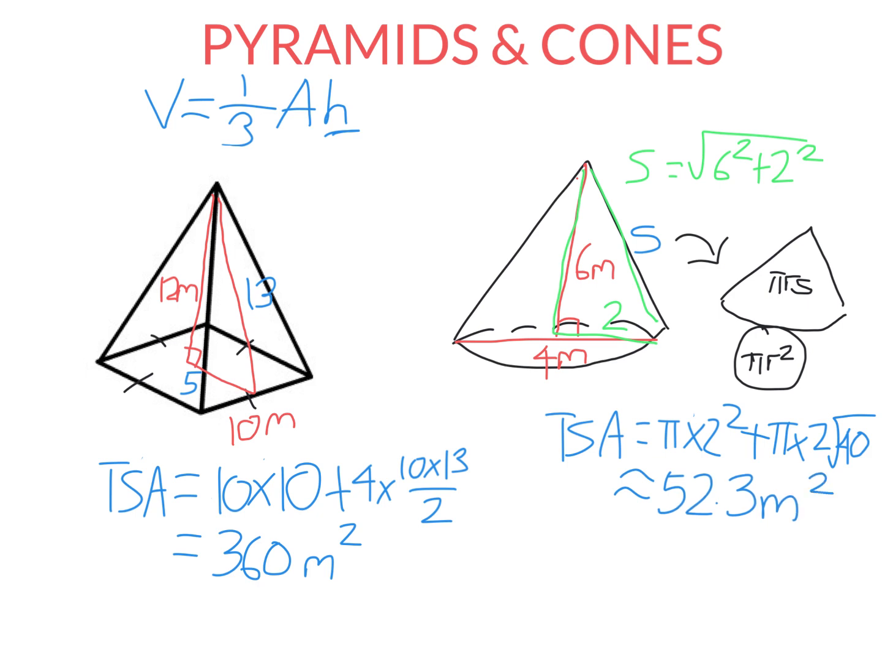So once again, we calculated these surface areas assuming the shapes were closed. We wouldn't say add this circle if the cone was open, if it didn't have a top or a bottom. So just make sure that when you're doing such a question, you know whether the shape is open or closed.